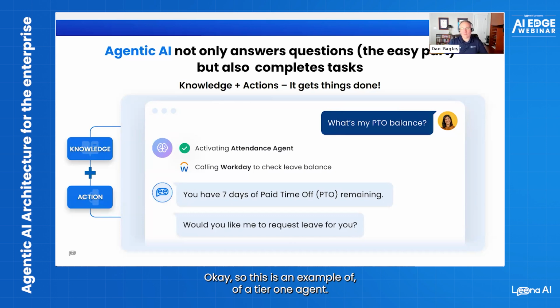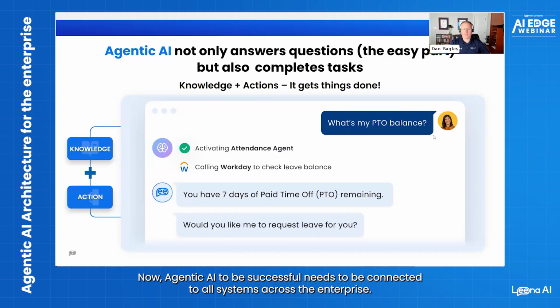So this is an example of a tier one agent, going into that tier one and a half type view, because it's combining knowledge and action. So it's asking, what is my PTO balance? It's going out to an enterprise system such as Workday. In this case, it could be SuccessFactors or UKG, but it's a combination of static knowledge that exists inside of the enterprise and actions on my behalf, and it's responding to my requests. So in between those tiers one and two that I just described.